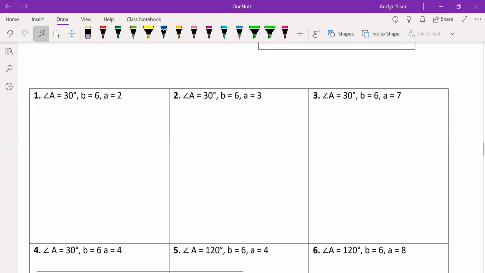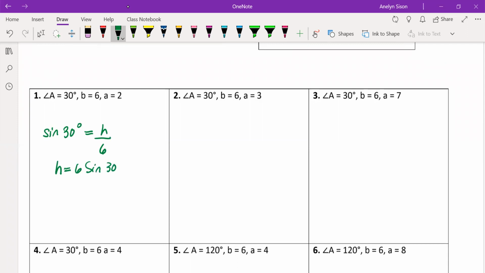Looking at the numbers, I just want to look at the numbers. Let's find the height first. I gave you the same numbers, eh? So sine of 30 degrees is equal to the height over the other side given. So h is equal to 6 sine 30. These are exactly the same numbers. I don't know why. H is equal to 3.